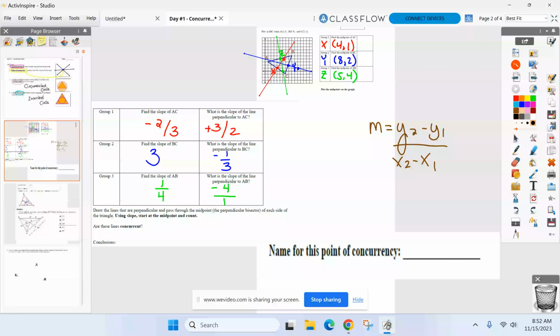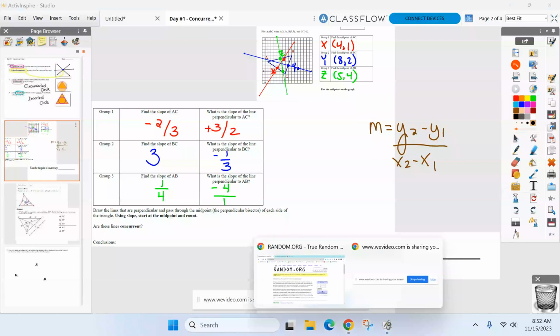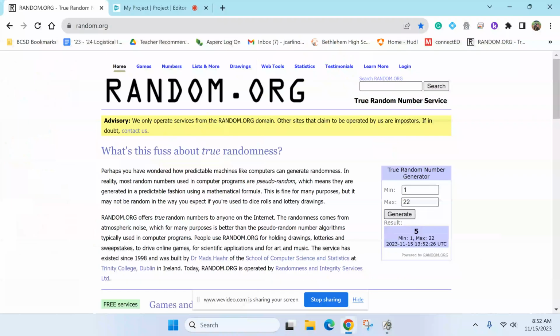And take a look at all three now. Look at your graph, take a look at all three. Anything you want to tell me about all three right now? And I want you to use a vocabulary term from today, please. What do I notice about all three perpendicular bisectors? Tell me what you see there. Jared, what do you see?